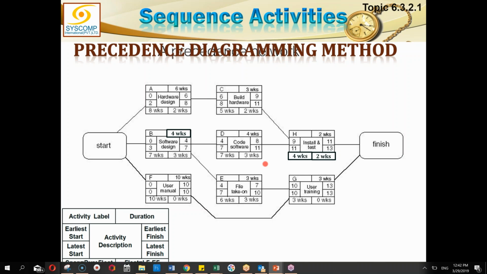Similarly, look at activity D. If I subtract the earliest start from the latest finish, meaning 11 minus 4, 11 minus 4 is 7. And what about adding the duration with the float? Duration is 4 and float is 3. 4 plus 3 is again 7. So span is 7. So D activity, which is 4 weeks long, in a span of 7 weeks can happen anytime. Do you get my point?